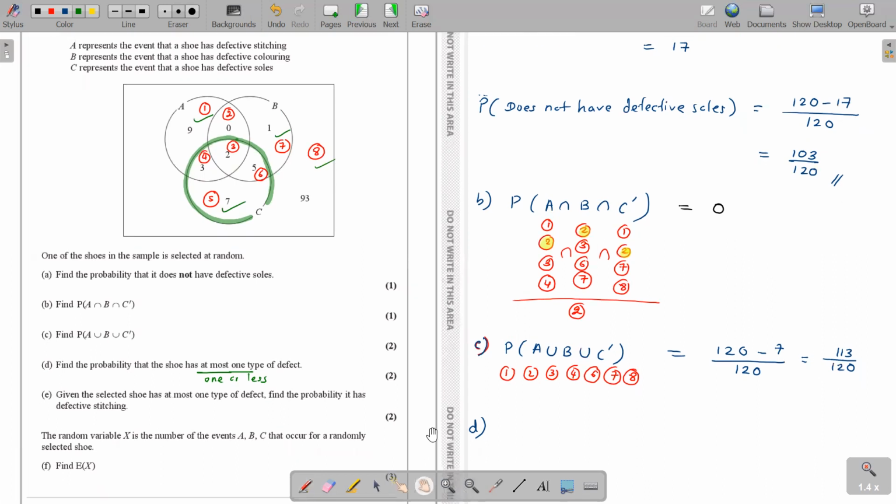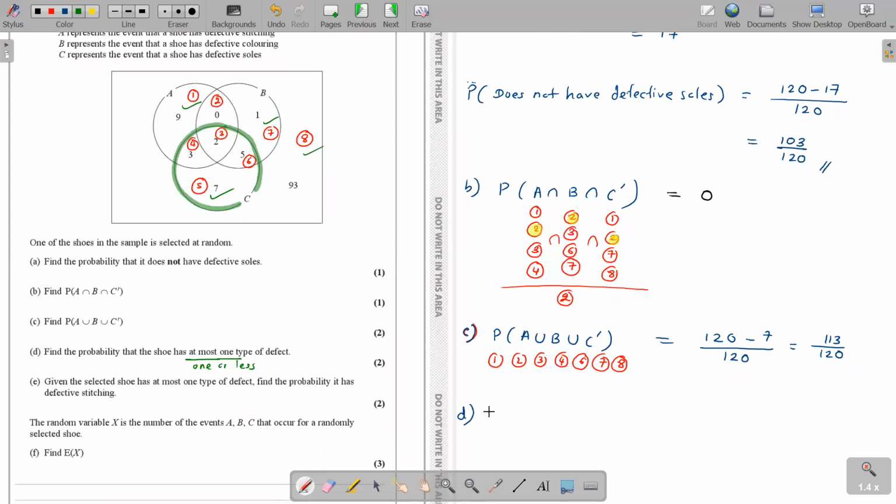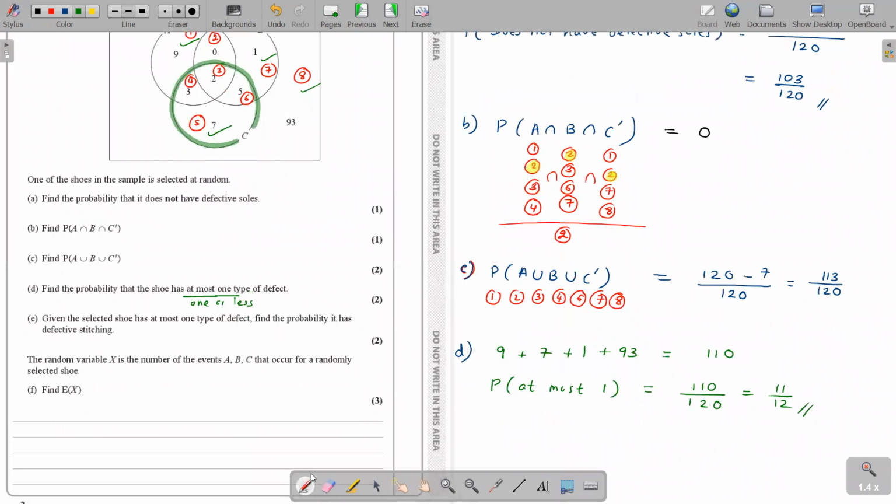So add all those and write the probability. How many are there in region 1? We have 9. In region 5, I have 7. In region 7, I have 1. And in region 8, I have 93. I add all these. It's 110, right? So the probability of at most one defect is 110 out of 120, which gives us 11 over 12.